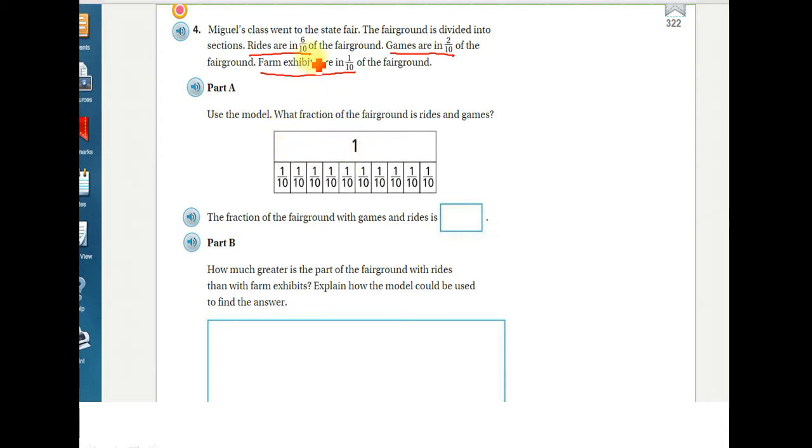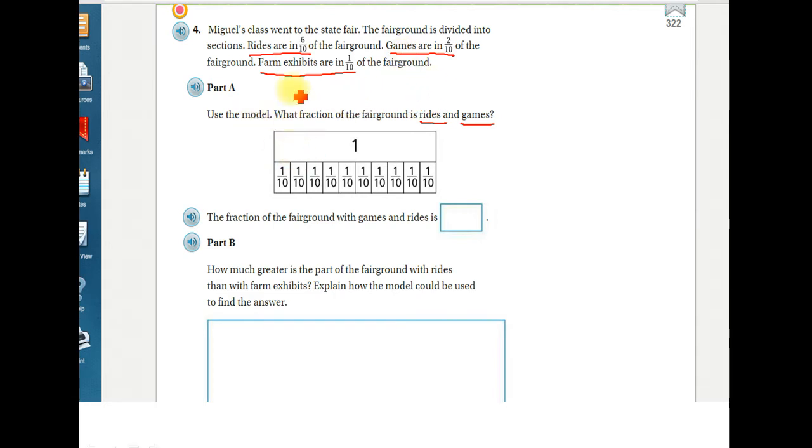Well, here's our model, and notice all of our fractions are in tenths. And here it has all these tenths, 1/10, 2/10, 3, 4, 5, 6, 7, 8, 9, 10 tenths, which would be one whole or the entire fairground. What fraction of the fairground is rides and games? So remember, we broke it up into rides, games, and farm exhibits, but this question isn't asking us anything about the farm exhibits. It's only asking us about rides and games.